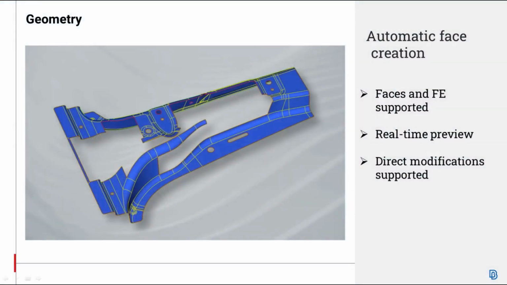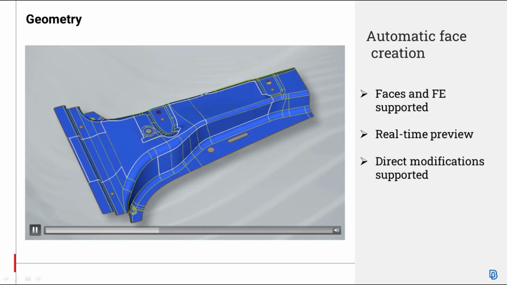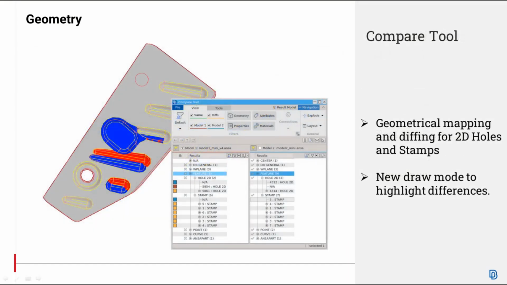Regarding geometry, it is now possible to automatically create faces or FE with a real-time preview and direct modifications. Geometrical mapping and diffing for 2D holes and stamps is now possible for the Compare tool. Potential differences on feature level are highlighted by the new Draw mode.